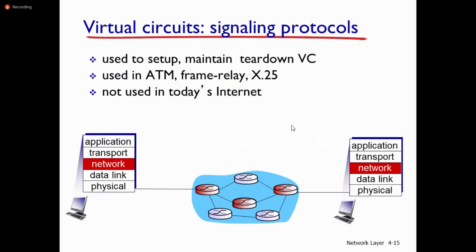Now, virtual circuit signaling protocols. These signaling protocols are used to set up, maintain and tear down the virtual circuit connections. They are used in ATM, frame relay and X.25. These are the various protocols, ATM, frame relay and X.25, but they are not used in today's internet.